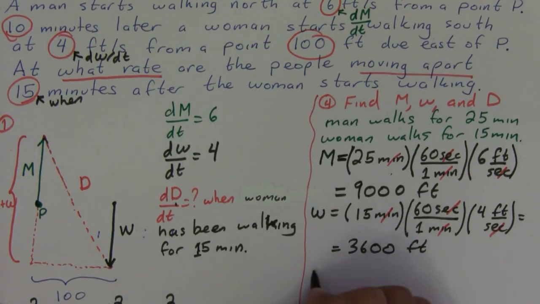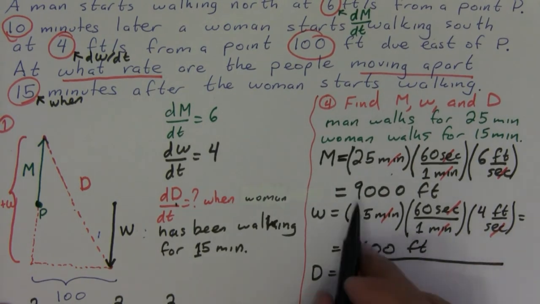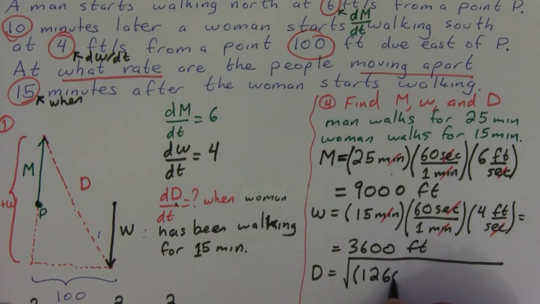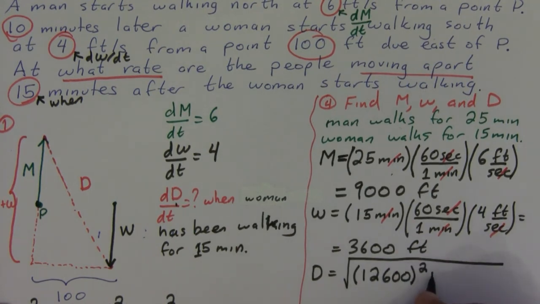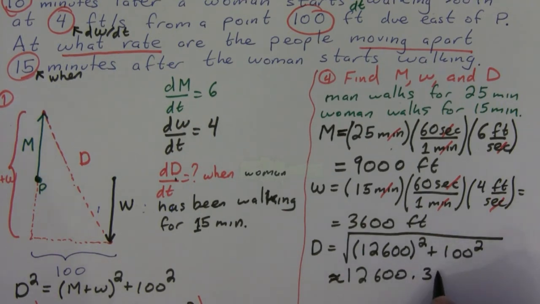Okay, and D, if we look back here at our formula, is just going to equal the square root of m plus w squared. So this is going to be, if we add m plus w, 12,600 squared plus 100 squared. And this is equal to approximately 12,600.397.